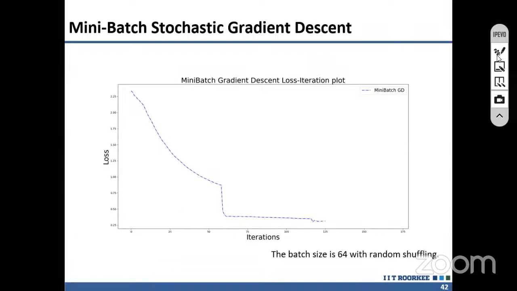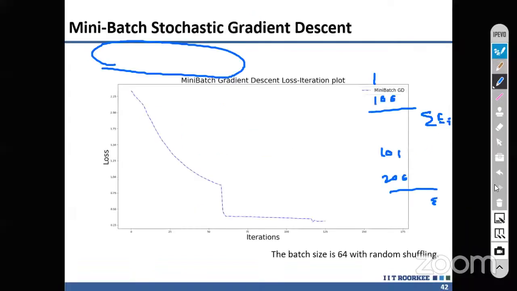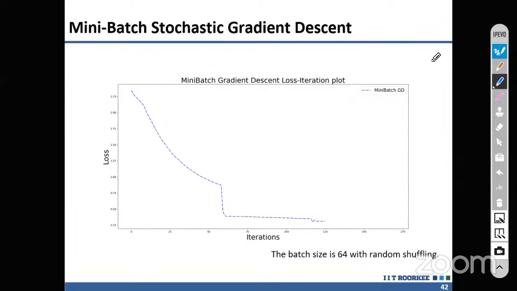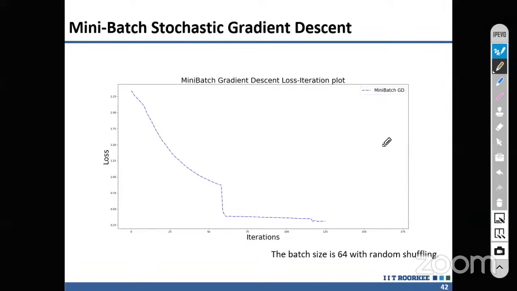If you are going for weight adjustment for every data point, it will take a lot of time, but it will be very smooth. But when you take all the data together, what will happen?